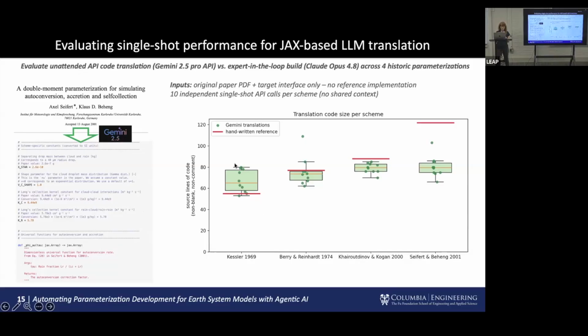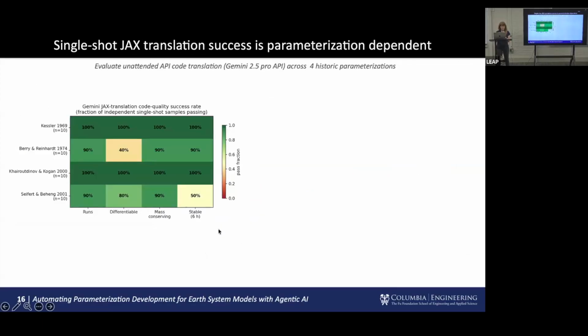We do see across the 10 independent calls that there is some variability in how it does the translation each time and how many lines of code it ends up with. But there are some similarities in general: the less complex schemes generally have fewer lines of code. I then evaluated this single-shot JAX translation success across 4 different metrics.